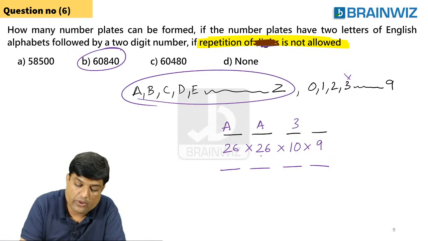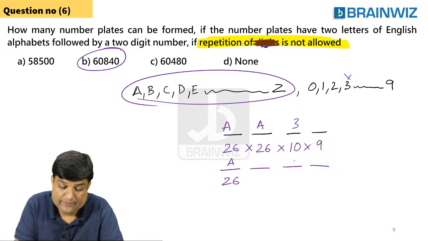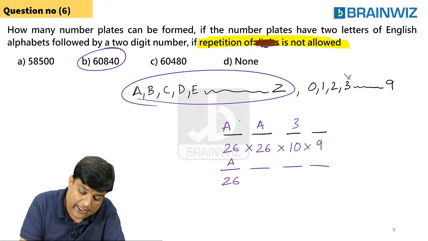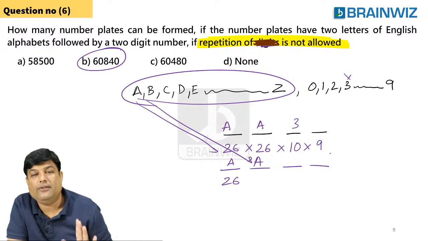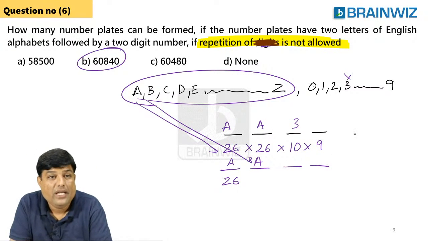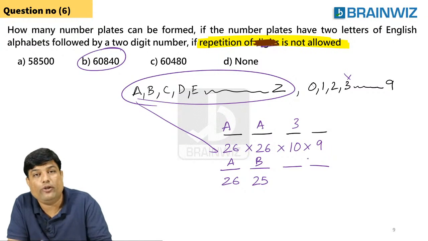So we can say that all the 26 people can sit here. Suppose A sits here. Do you think A can sit once again here? No, that is not allowed. He told you repetition itself is not allowed. At that point, guys, here you have 25 cases. Anybody else can sit here. B can sit here, but A cannot be repeated.